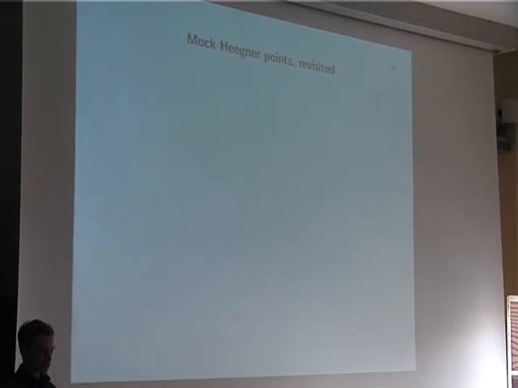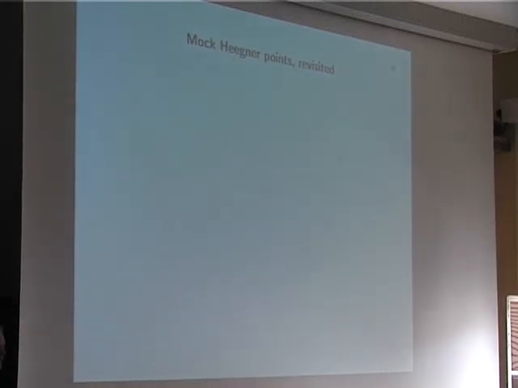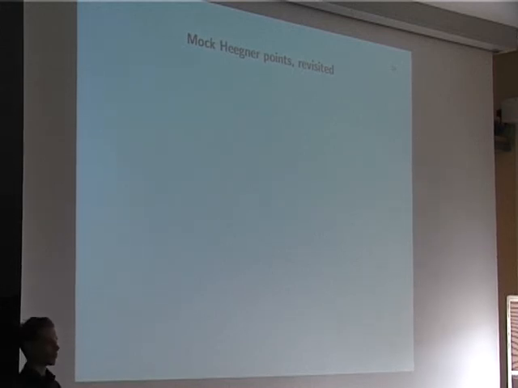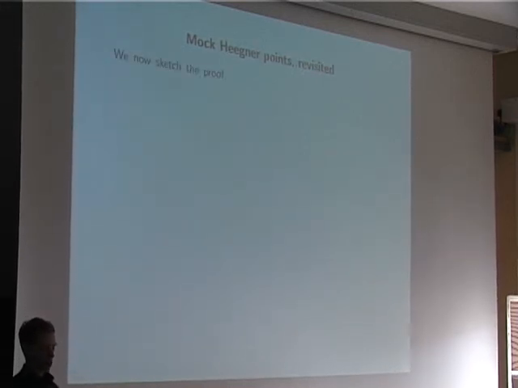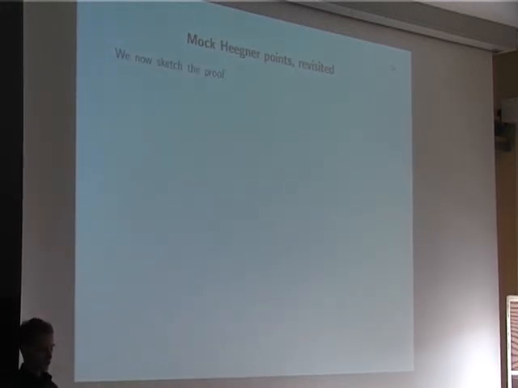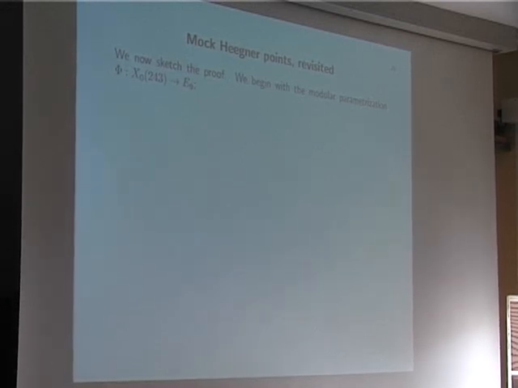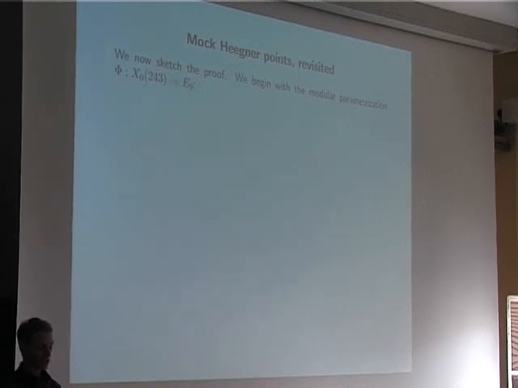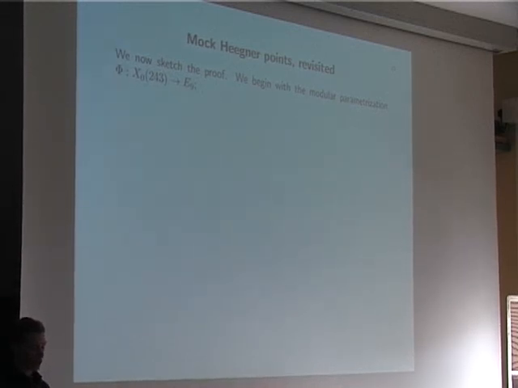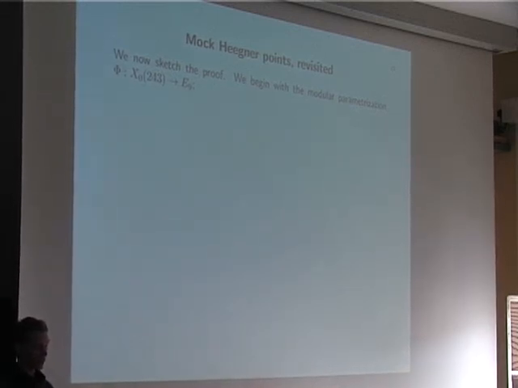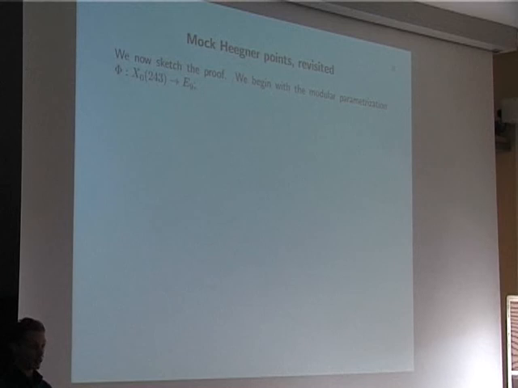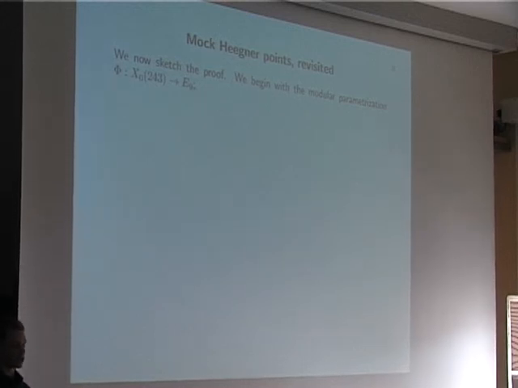Okay, so we're revisiting mock Heegner points. Now that I've set up all these detailed constructions, let me tell you just a little bit about how our construction works. The first part, we have to start out with some fixed modular parameterization. We've already seen ones coming from X_0(27) and X_0(36). So here we're going to go a little crazy and consider the parameterization X_0(243). And this has a map to the elliptic curve E_9. So that's x cubed plus y cubed equals 9.